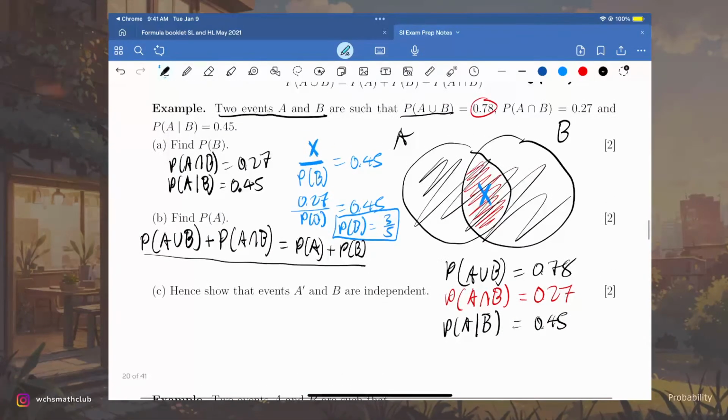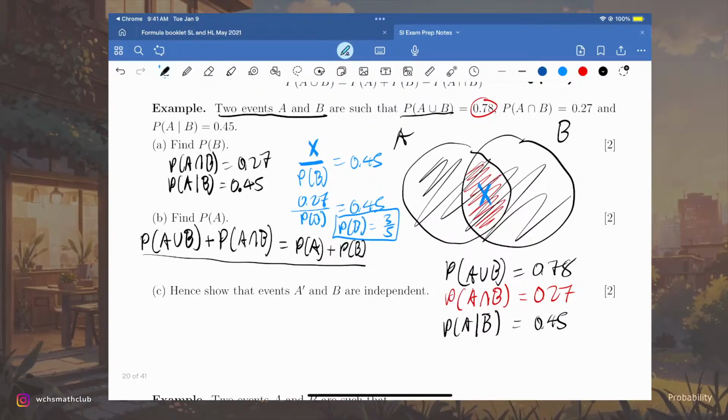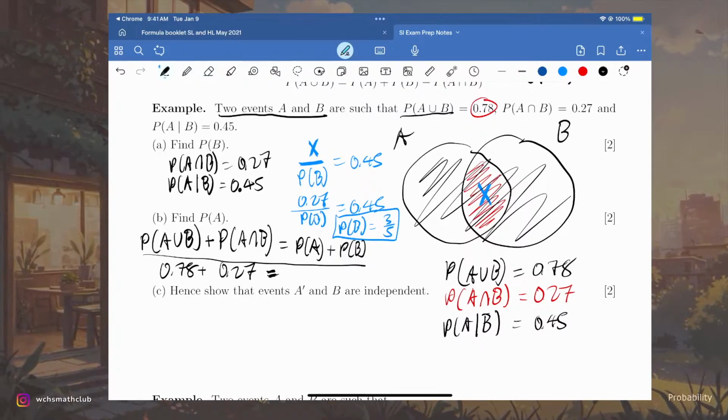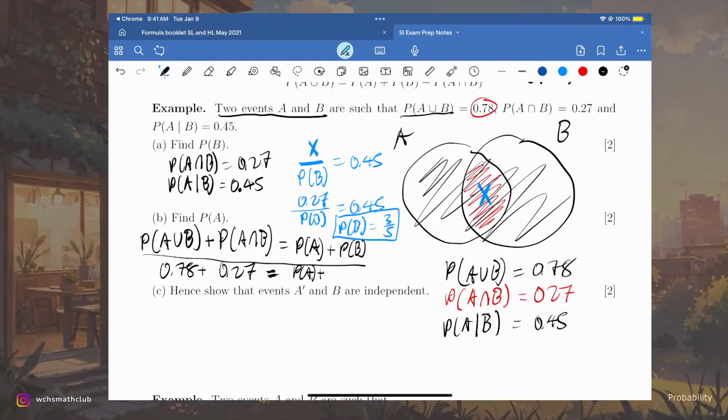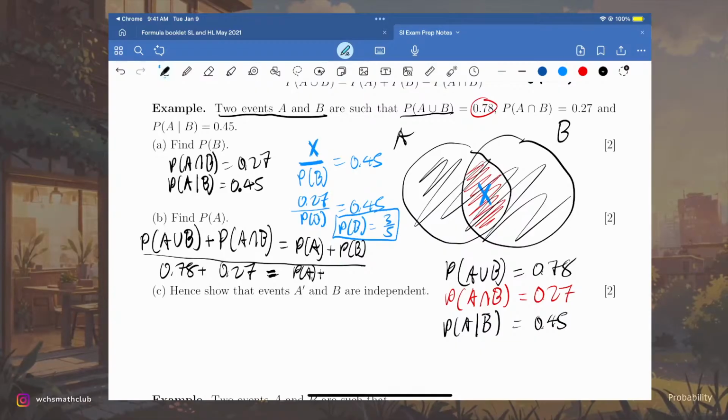So what we're going to do here is we're just going to plug in the values, right? A union B, what is that? 0.78 plus A intersect B, that's 0.27. And that is equal to the probability of A plus the probability of B. And that is probability of B, as we calculated before, 3 over 5, or equivalently in decimal form, 0.6.